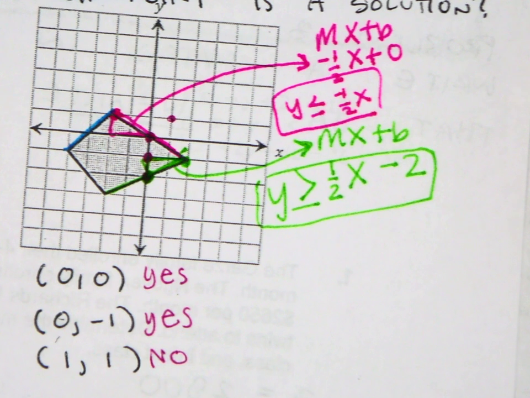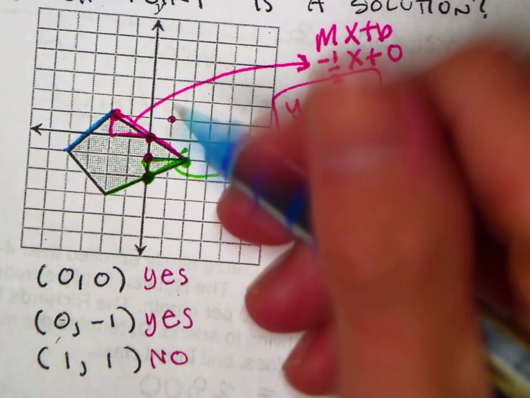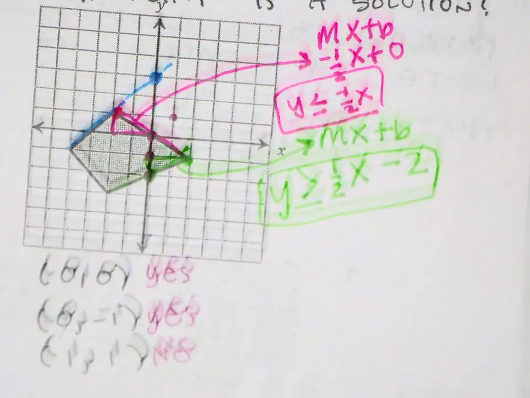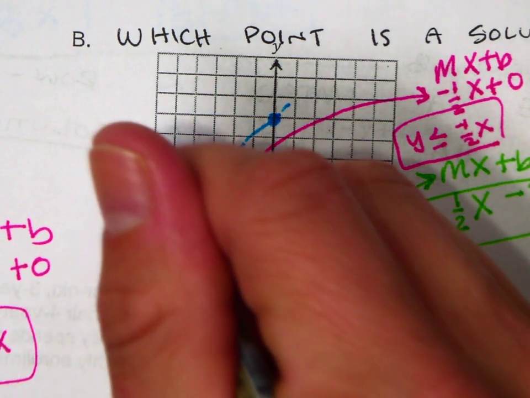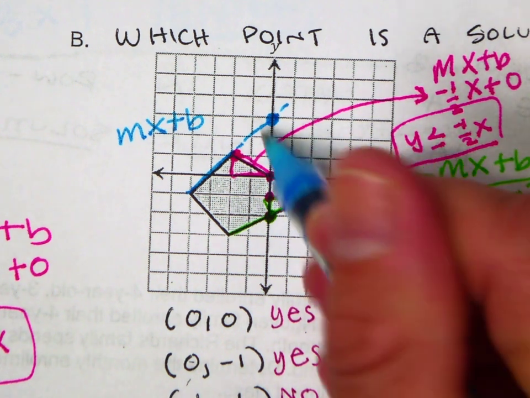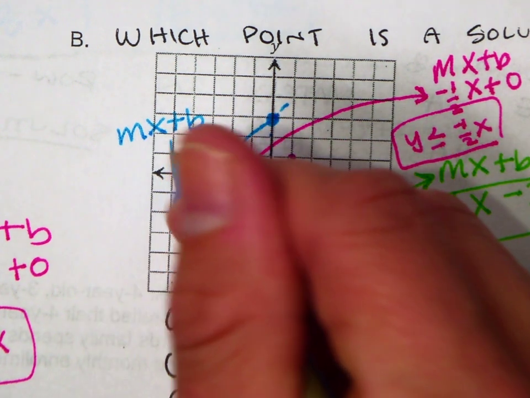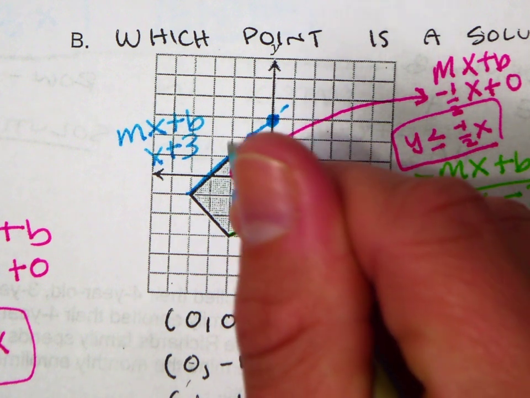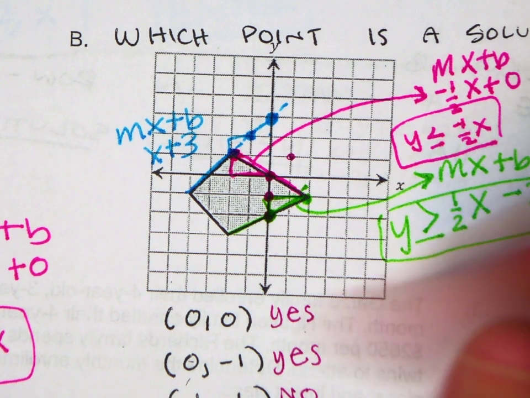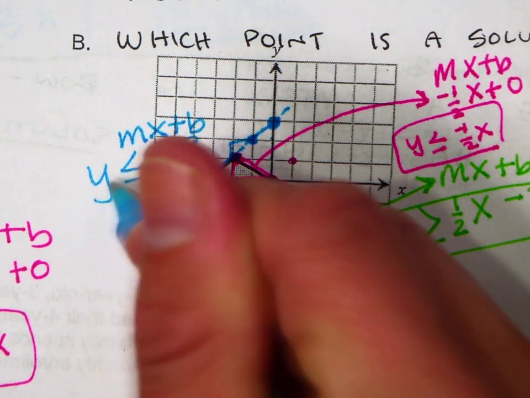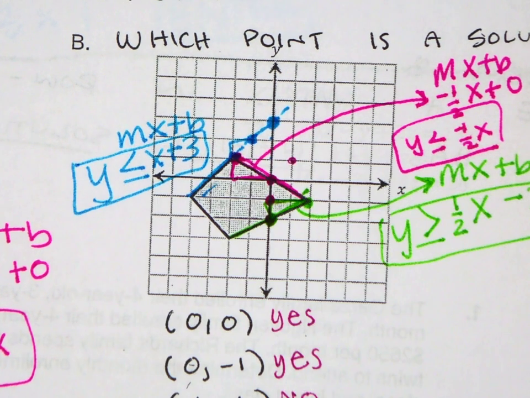So this one, it doesn't show it crossing the y-axis, but if you extended your line, you can see that we're crossing the y-axis right here, so we can still do our mx plus b. All right, so our b, we're crossing at 1, 2, 3. And my rise over run is 1, 1. Your shaded area is below, so it's going to be less than or equal to. And there's my line.